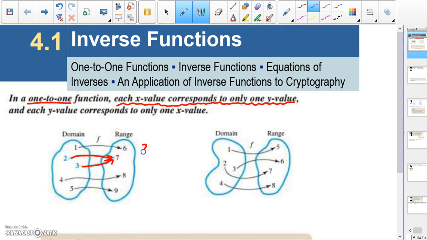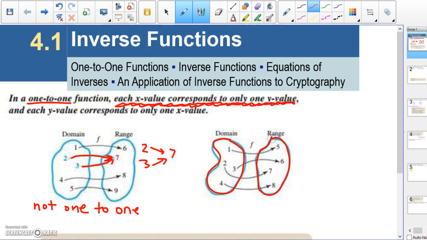So when x equals 2 goes to 7 and x equals 3 also goes to 7, that's going to be a problem, making this not one-to-one. Over in the other one, we don't run into that issue because each x value corresponds to only one y value. I want you to keep going back to that definition. Each x value in this domain goes to only one y value in this range, so this one is one-to-one.